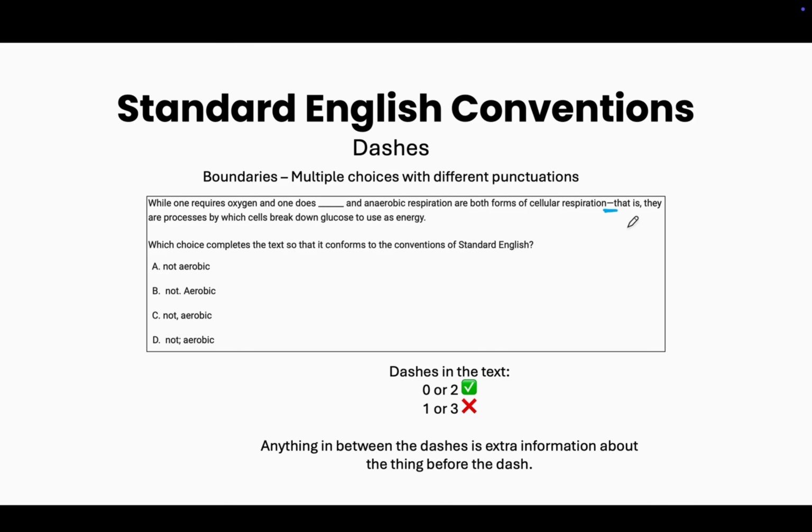Well, that is because the dash is at the end of a sentence, meaning that the part after the dash is extra information, but you do not need to focus on this. I just want to mention it because on almost all of my videos where I discuss dashes, I see a student ask about this. However, just stick to the rules I told you. So there has to be 0 or 2 dashes, and anything in between dashes is extra information about the thing before the dash. We'll discuss this specific question later on though.